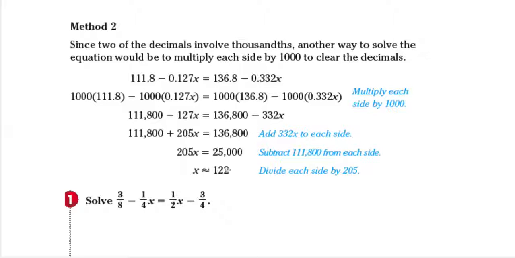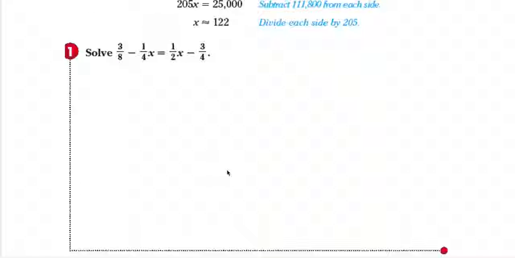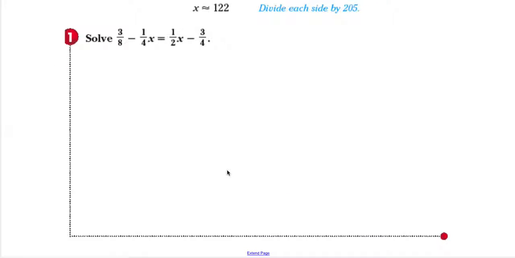Okay, let's take a look at example number 1 and see how this works. You want to solve 3/8 minus 1/4 x equals 1/2 x minus 3/4. Again, we have variables on both sides, the left and the right. The first thing we need to do, if you're not comfortable dealing with fractions, is multiply both sides by the least common denominator. But before we do that, let's copy the problem first.